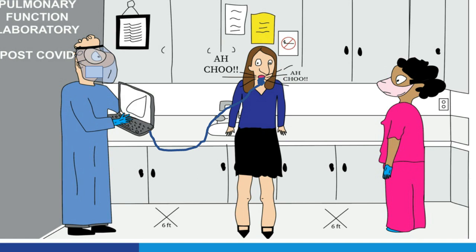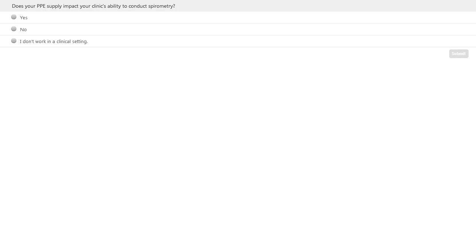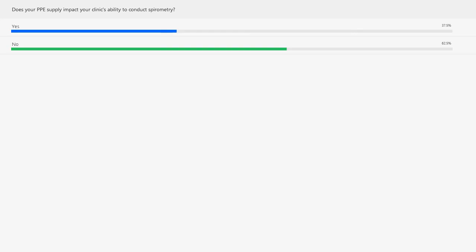Move on to our next polling question. Thank you. Does your PPE supply impact your clinic's ability to conduct spirometry? Yes, no, or I don't work in a clinical setting. Let's see what the responses say. About a third of the participants indicate that personal protective equipment is impacting their ability, and two-thirds indicate it does not impact their ability to conduct spirometry. All right, interesting.